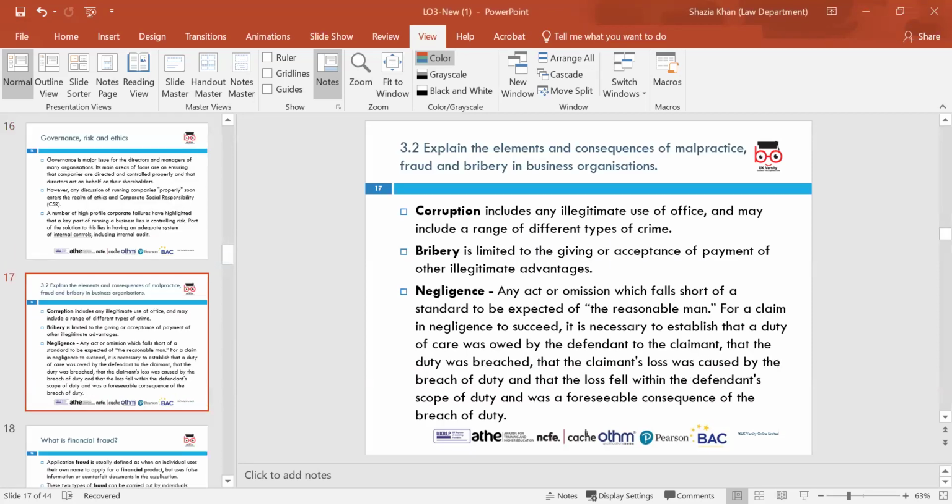Looking at the next part, 3.2, explaining the elements and consequences of malpractice in regards to fraud and bribery in business organisations. So when we look at those elements, we look at what each one is and why it's so important within an organisation. Bribery and corruption are serious criminal offences in England and undermine fair competition and erode public trust. The Bribery Act 2010 is the key legislation outlining various offences and potential consequences for individuals and organisations.